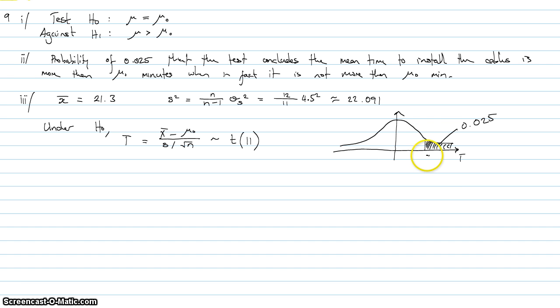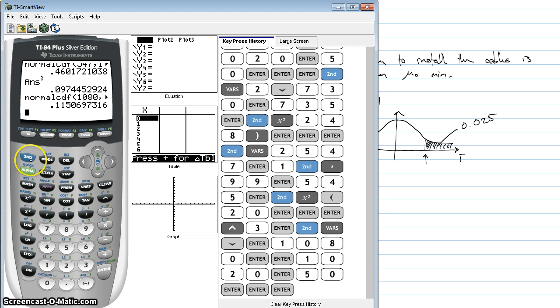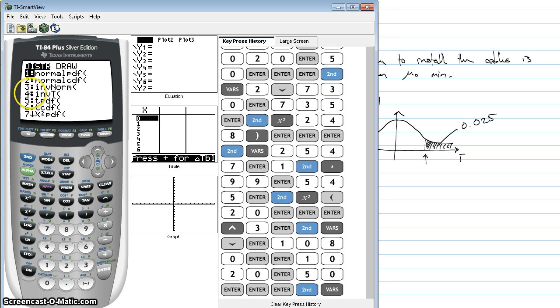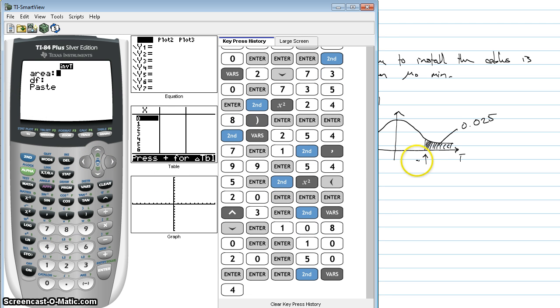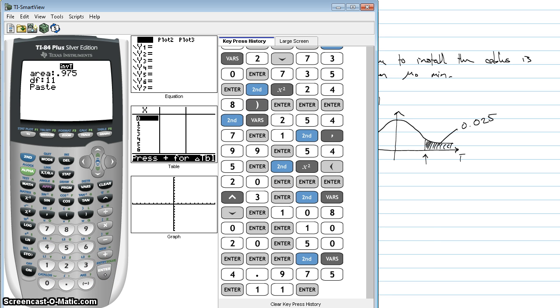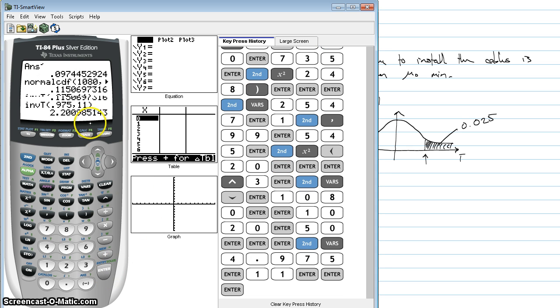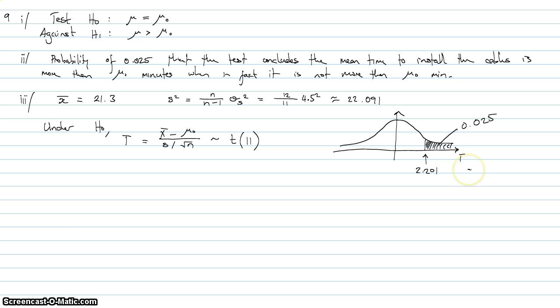So what is the value of t along this critical region? To find that, I should go to my GC, and go to inverse t. Remember, the area always counts from the left. So if this area is 0.025, I actually want 0.975 to be my area. And I've got 11 degrees of freedom because there are 12 items in the sample. This means that my inverse t is going to be 2.201. Fantastic.